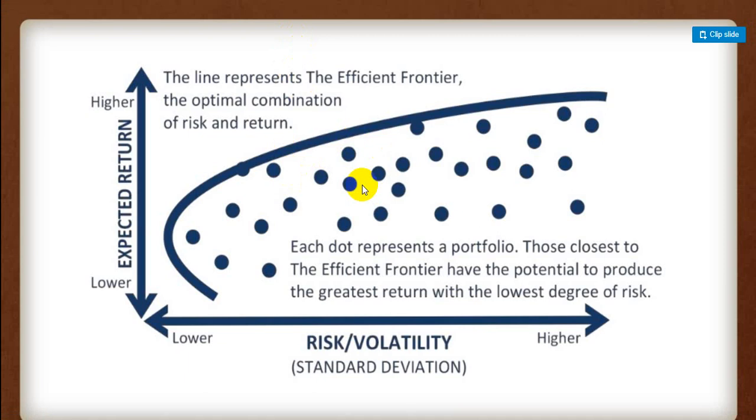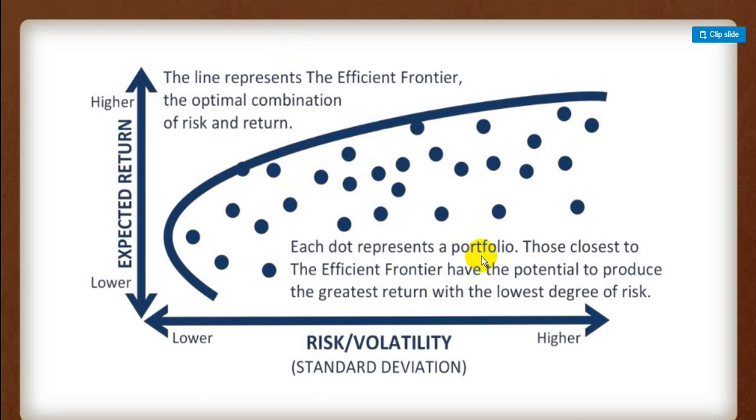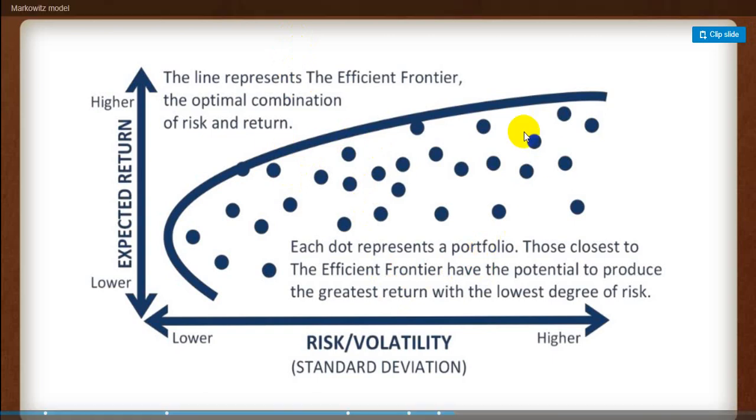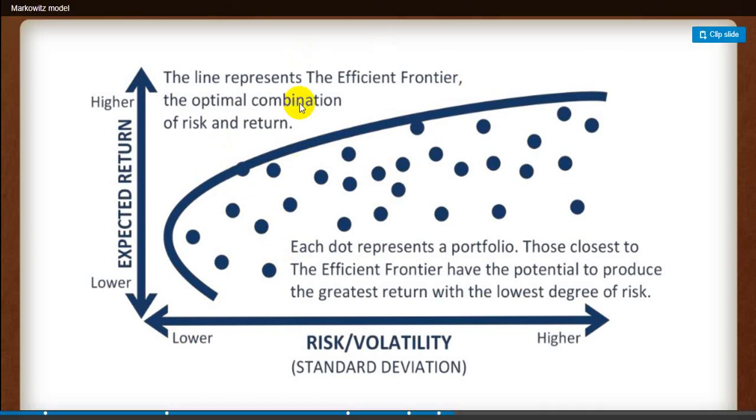Each dot represents a portfolio. Those closest to the efficient frontier have the potential to produce the greater returns with the lowest degree of risk. So these dots, if you see, this is an efficient frontier where you have risk and returns simultaneously, and these are the portfolios nearer to this efficient frontier. Those portfolios will have a higher possibility of getting the returns with a risky asset. So this is how this line was made, to have a combination of risk and return.